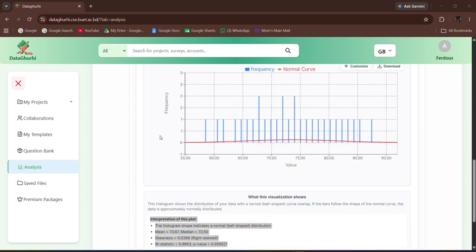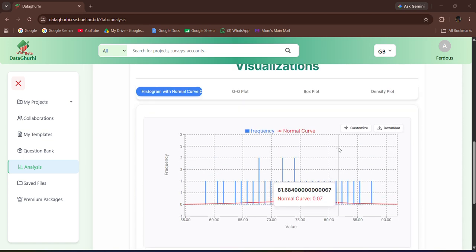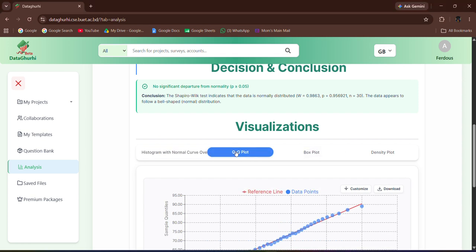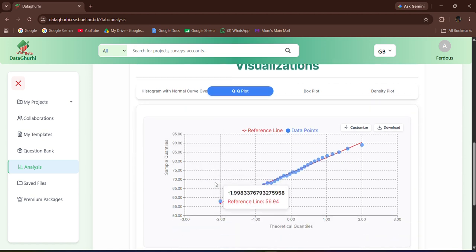As you can see, the histogram has a clear bell-shaped appearance with most exam scores at around the center, and fewer scores at the lower and higher ends. So, as you can see in the histogram, the observed data follows an expected pattern of a normal distribution. Next is the QQ plot, a quantile plot, which compares the observed exam scores with the values expected from a perfectly normal distribution.